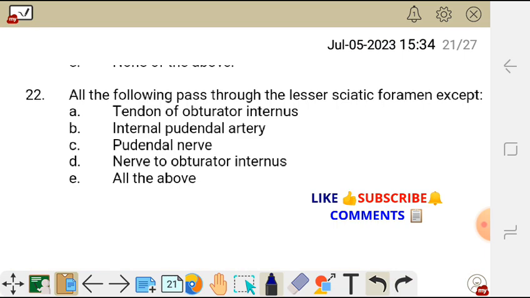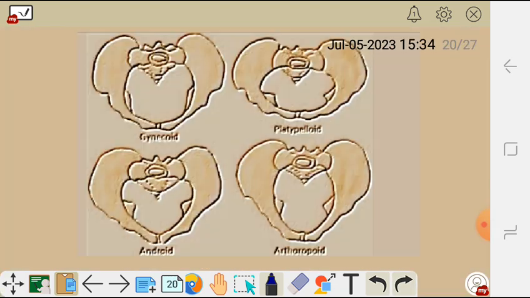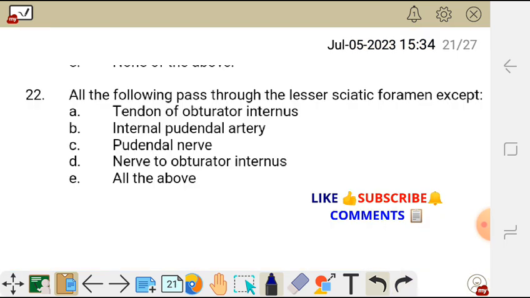Let's move on to question 22. That was question 21. Question 22. All the following pass through the lesser sciatic foramen except A. Tendon of obturator internus, B. Internal pudendal artery, C. Pudendal nerve, D. Nerve to obturator internus, and E. All the above. Okay, so question 22. All of the following pass through the lesser sciatic foramen except what?